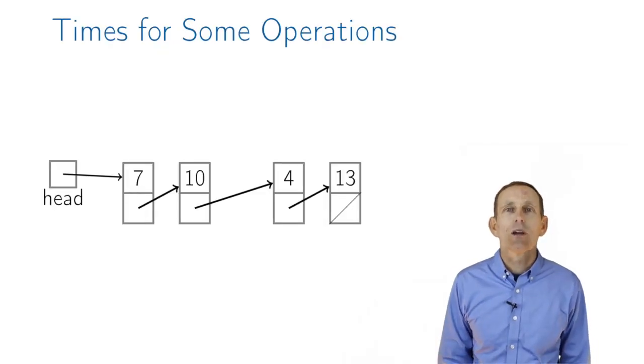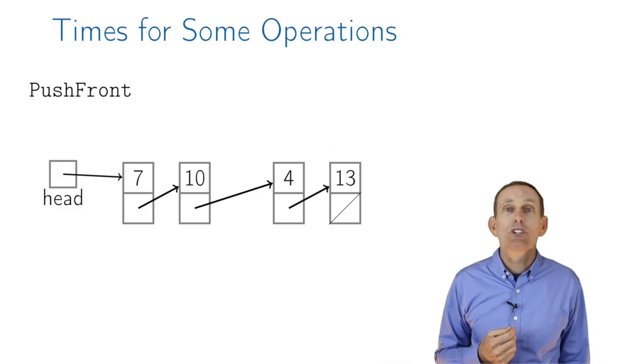So let's look at the times for some common operations. We've got here our list with 4 elements in it, 7, 10, 4, and 13. Now we go ahead and push an element to the front. So we push 26 to the front of the list.